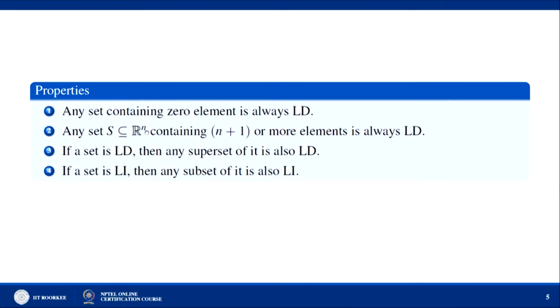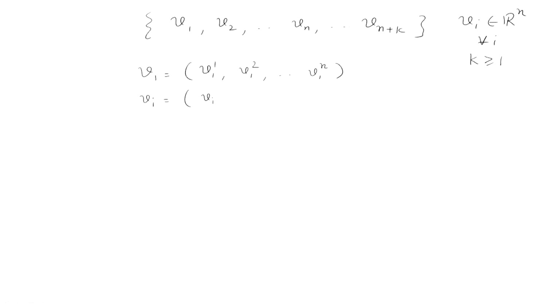Okay. The next property is any set S which is a subset of Rn containing n plus 1 or more elements is always LD. Okay, this is easy to prove. You see, we have some set, say V1, V2 up to Vn up to Vn plus k suppose, and all Vi's are in Rn. Okay. So, this is a set containing n plus 1 or more elements, k is greater than or equal to 1. Each Vi, if we are talking about V1, V1 is in Rn, that means it is V11, V12 and so on up to V1n. And similarly, Vi is simply Vi1, Vi2 and so on up to Vin for all i.